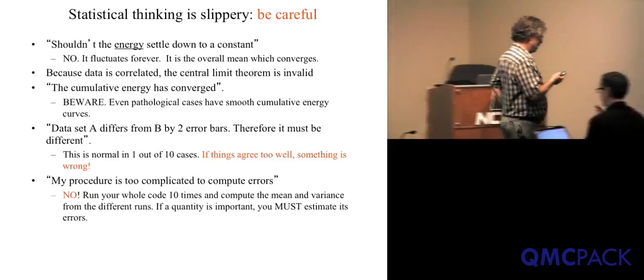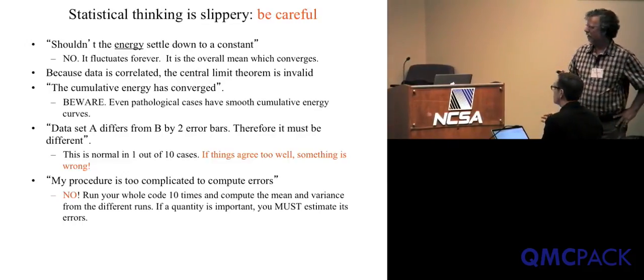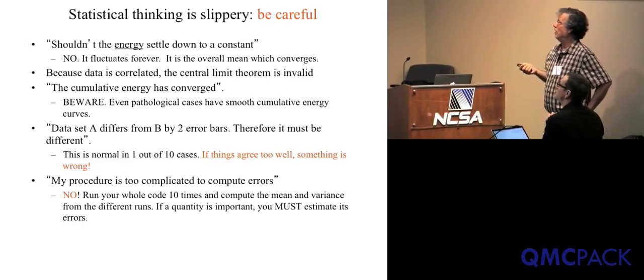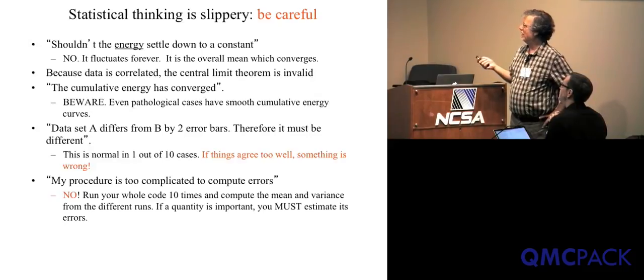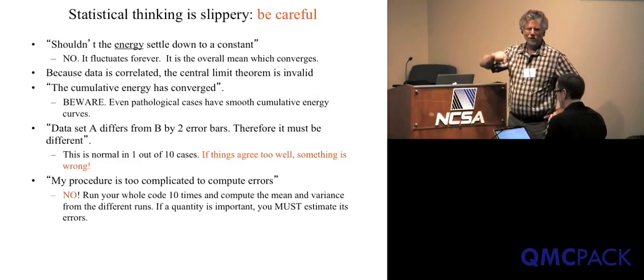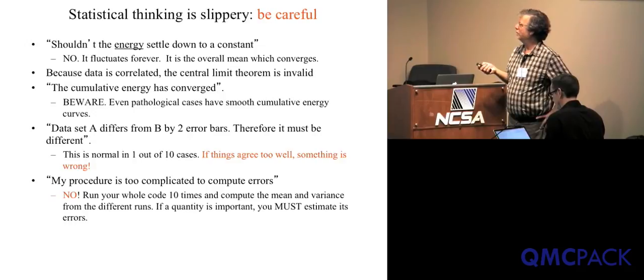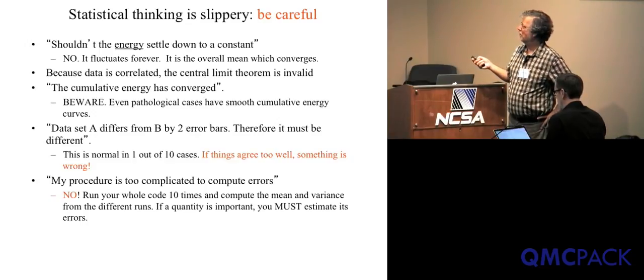Statistical thinking is a little bit different, and if you've had statistics, you should know this, but people kind of forget it. I just explained this. Shouldn't the energy settle down to a constant? No, the energies fluctuate forever. It's our knowledge of the mean that settles down, of the average, right? Some people think because the data is correlated, the central limit theorem is invalid. That's not correct. You just have to correct for the correlation.